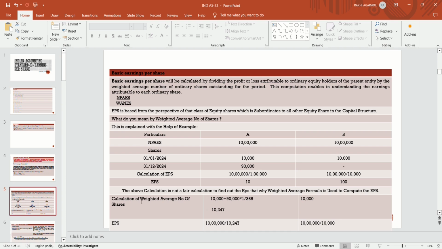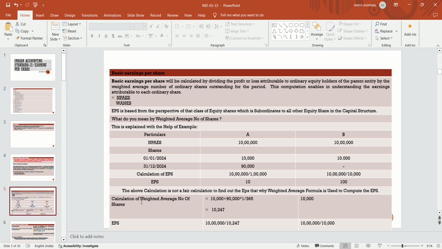Now EPS is based on the perspective of the class of equity shares which is subordinate to all other equity shares in the capital structure. Means in the capital structure there are preference shareholders, cumulative preference shareholders, non-cumulative preference shareholders, and there are debenture holders, they are on the liability side. So after paying all the liabilities, whatever profit is left out should be divided by the weighted average number of equity shares. What do you mean by weighted average number of shares?